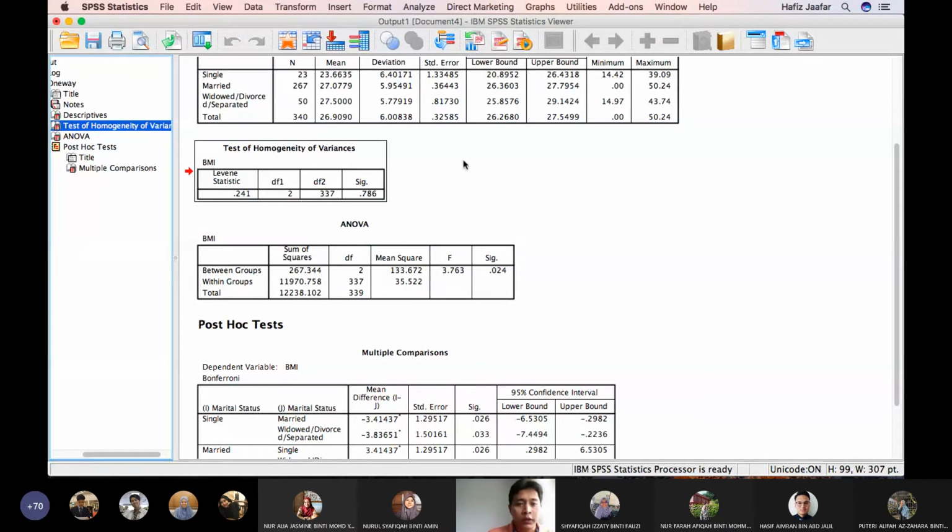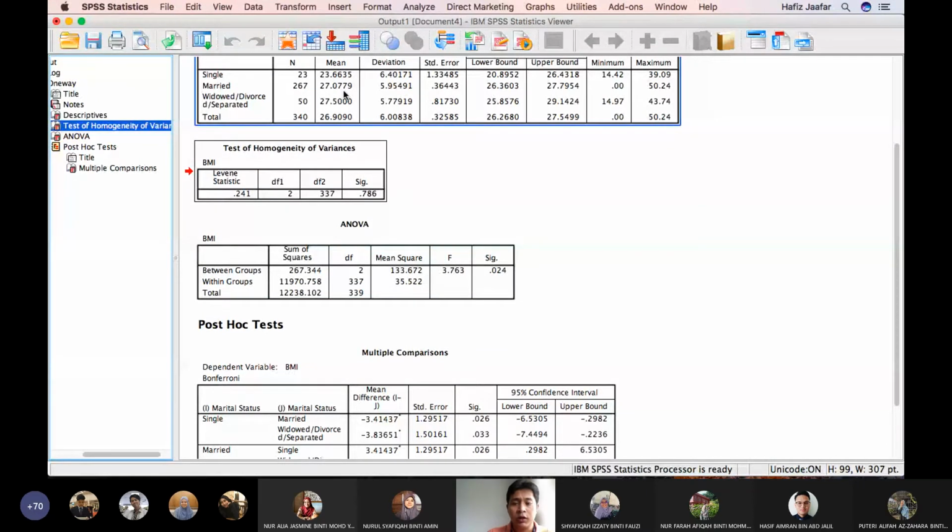But for the ANOVA test, this significance value is more important because it reflects your hypothesis and objective. So for the ANOVA test, you need to have a significant or not significant value, depending on your data. If the significance value is less than 0.05, then your alternative hypothesis is true, whereby you say that there is a significant difference between groups. If the significant value is more than 0.05, meaning that there is no significant difference. So for single, married and widowed, even though there is some difference, the difference is not significant.